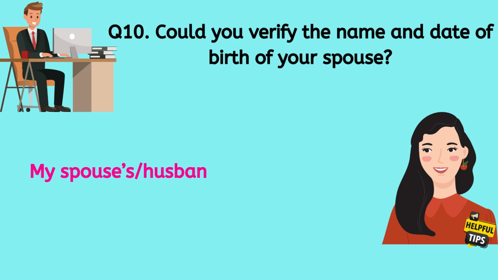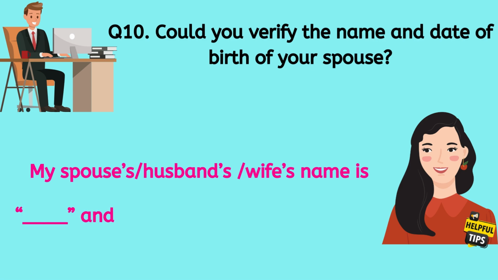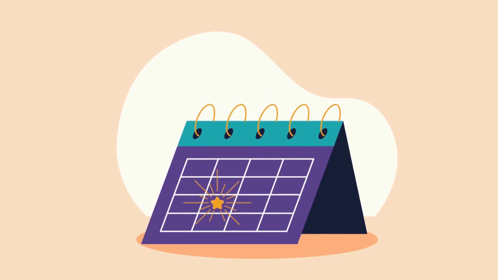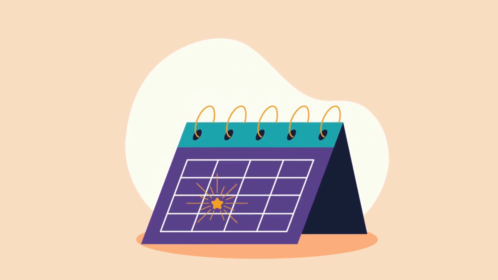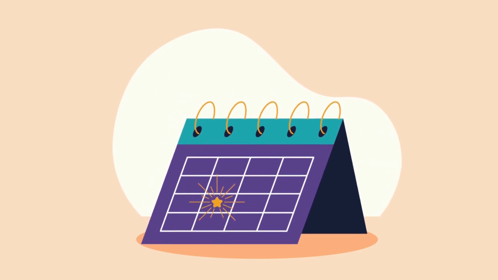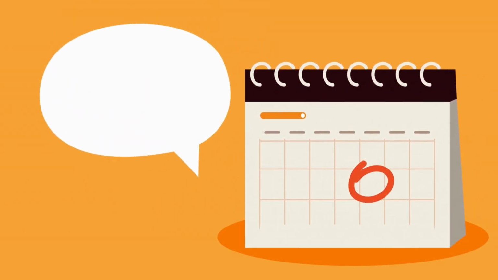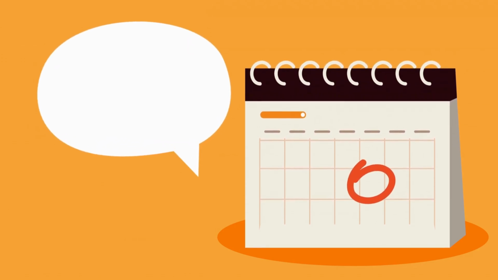Now you can simply say, my husband or wife's name is, whatever is their name, and their date of birth is this. Now friends, please remember, whenever you are telling the date of birth, always say the month clearly in the form of a word and not in the form of a number. Because in the United States, the standard method of writing a date is month, date, and then year. And therefore, to avoid confusion, always mention the month as in January, February, and not in a numerical form.